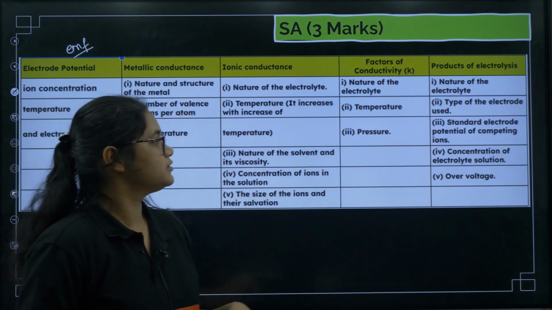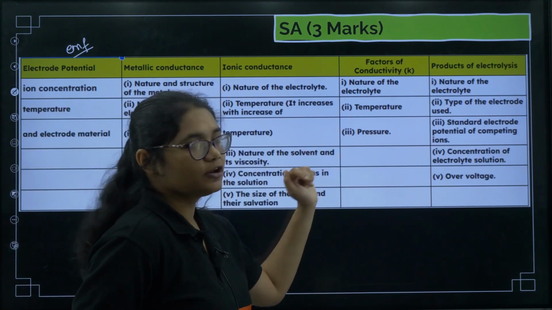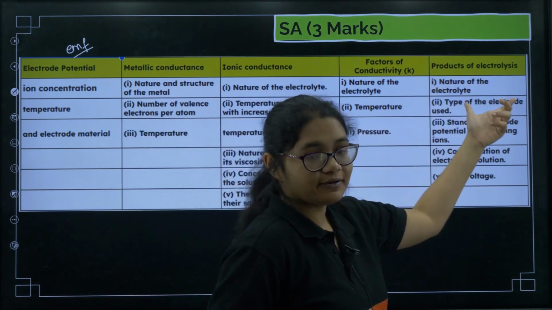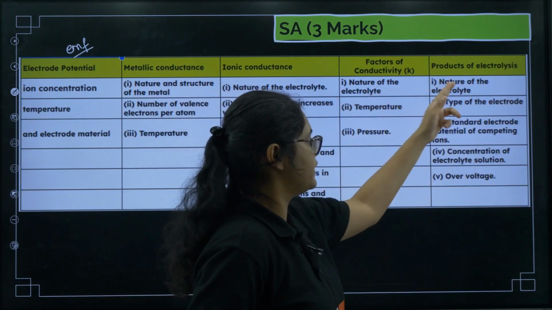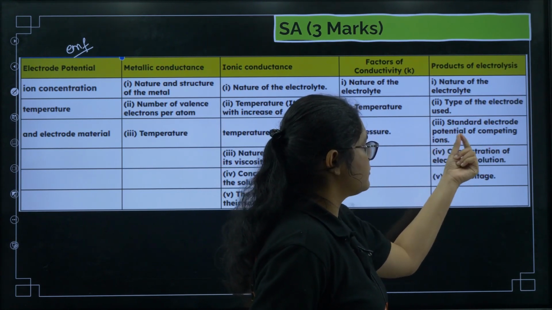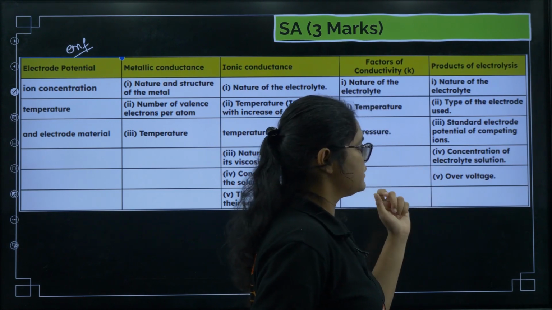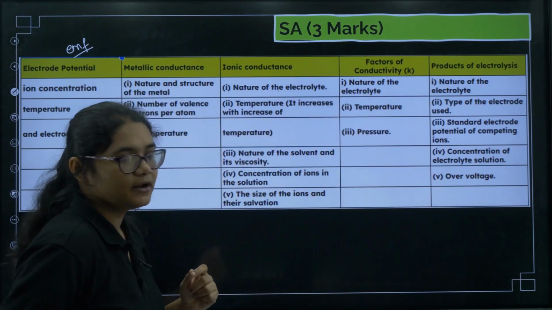Next, coming to conductivity, that is the kappa value. Kappa value also depends on the nature of the electrolyte, depends on temperature, depends on pressure. Next, products of electrolysis depend on the type of electrolyte, the type of the electrode used, the standard electrode potential of the competing ions, the concentration, and also the overvoltage.